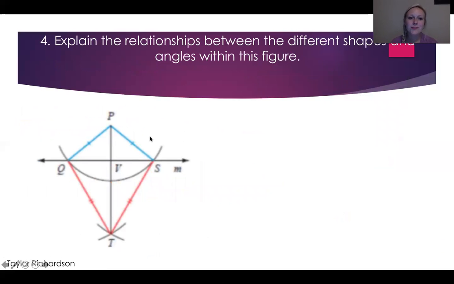All right, number 4, explain the relationships between the different shapes and angles within this figure. All right, this one can look complicated, but I promise it's not. So our shape right here, it kind of looks like a kite. It looks similar to a kite. And so we are going to look at the relationships between the angles and the sides and different parts of this kite. Is what we're going to call it.